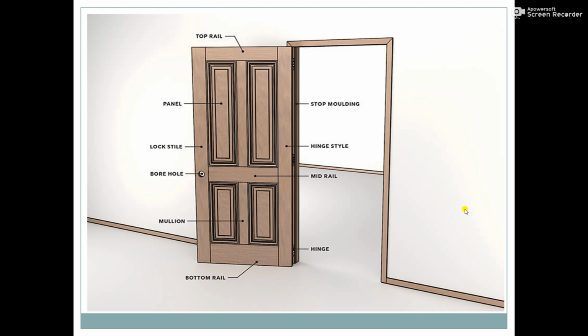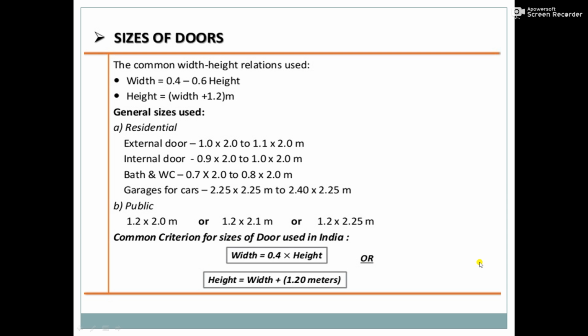Now we will see the whole components of the door. In the wall we have fixed this door frame, and to this door frame we have fixed this door shutter. The parts of the door shutter are mentioned here: bottom rail, top rail, panel, lock style, then bore hole, then hinges which are provided to fix the door shutter to the door frame, various hinge styles, and then stop moldings. So these are the various parts or components of the doors.